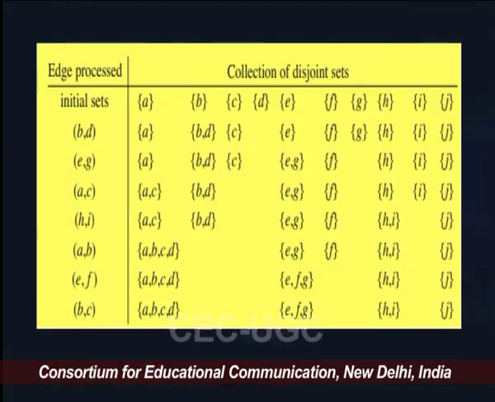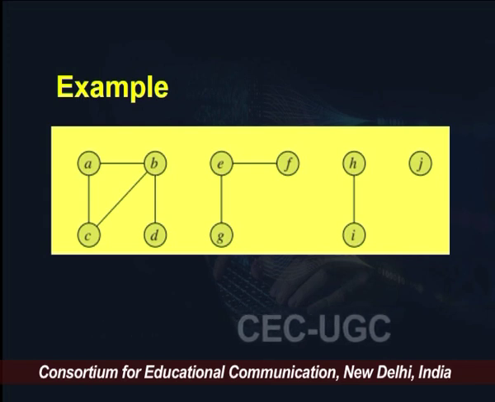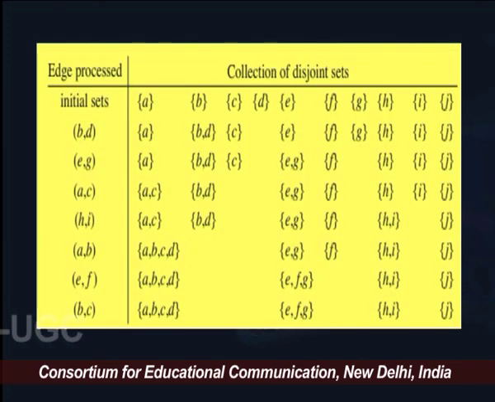Initially they were a collection of disjoint sets from A to J. These were the initial sets, and as we can see the different edges, we will start processing the edges. The first edge to be processed is BD. When we process BD, that means B and D are going to make one set, and obviously one representative is going to be designated. So now the sets we have are A, B, D, C and all the others from E to J.